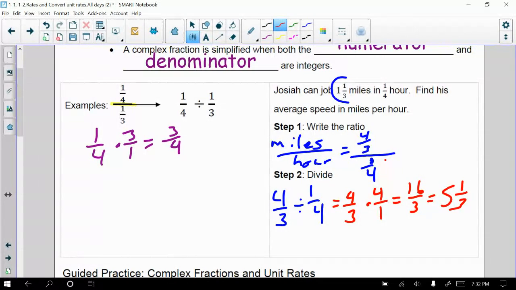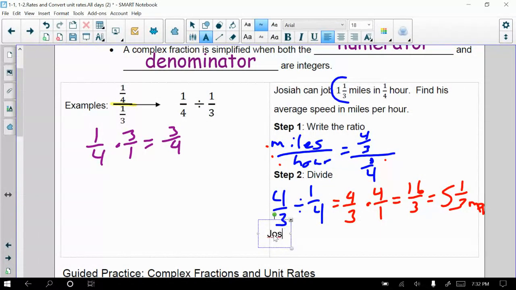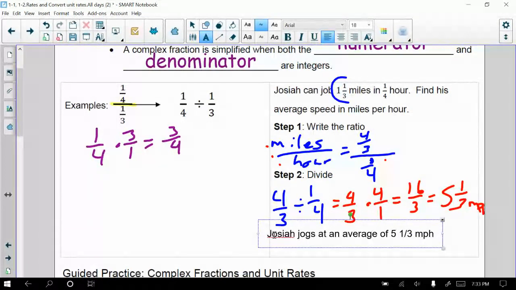And then remember, what do we have? Miles per hour. Put your MPH. And it's a word problem. So of course we need to answer it in sentence form. So Josiah jogs an average of 5 1/3 miles per hour. There we go. We got her done.